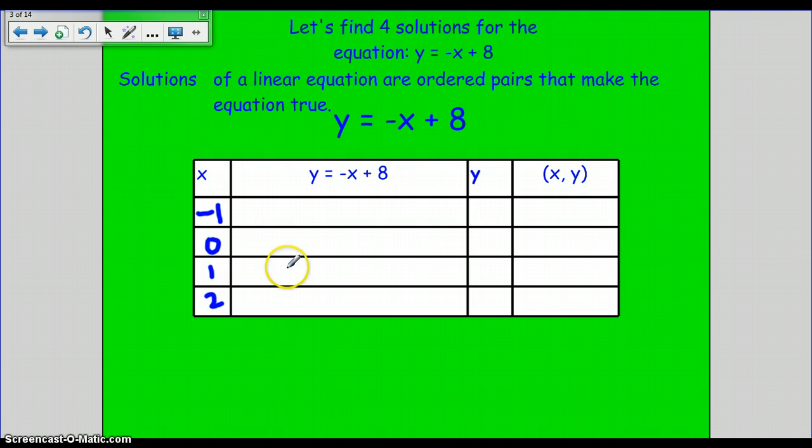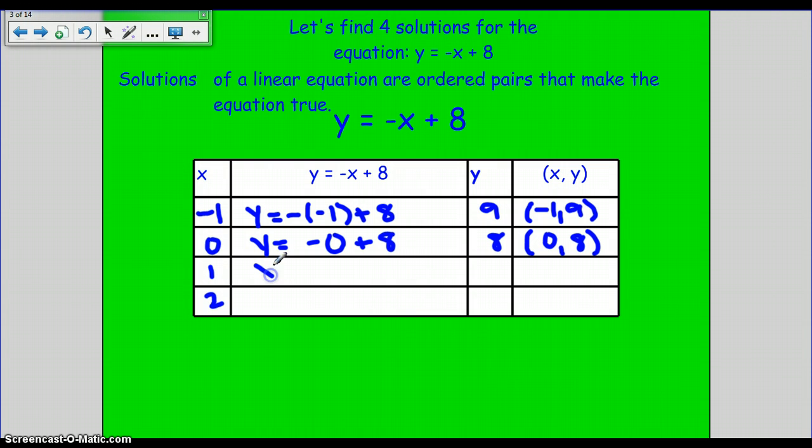Now we're going to plug in these values for x. So we have y equals the negative of negative 1, plus 8. So the negative of negative 1 is 1, and 1 plus 8 is going to be 9. So that's our first ordered pair, our first solution. Negative 1, comma, 9. Now we're going to plug in 0. So we have y equals negative 0 plus 8. Now negative 0 is just 0. So 0 plus 8 is 8. So we have 0, comma, 8.